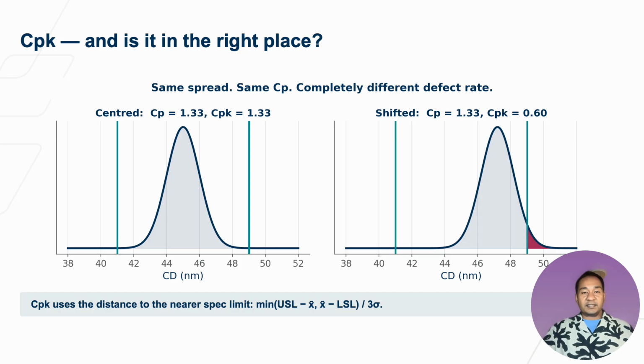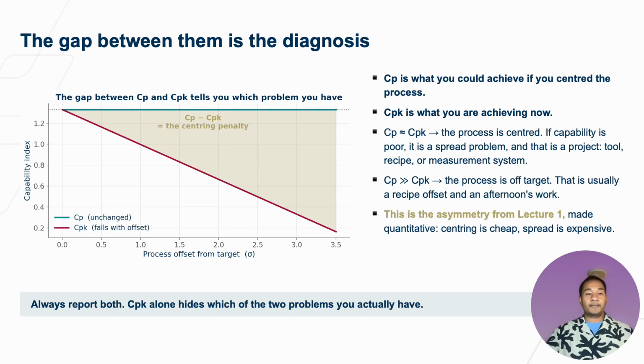Same spread, same CP, completely different defect rate, which is why nobody codes CP alone, and also why you should be suspicious of anyone who does. Now, genuinely useful thing, which is not either index alone, but the gap between them. CP is what you could achieve if you had centered the process. CPK is what you are achieving now. So the gap is the centering penalty, and it tells you which problem you have.